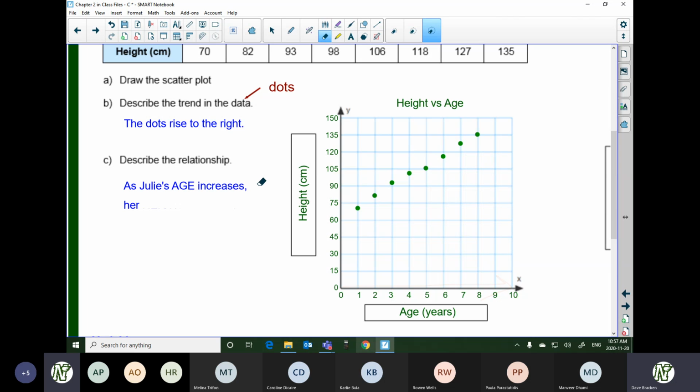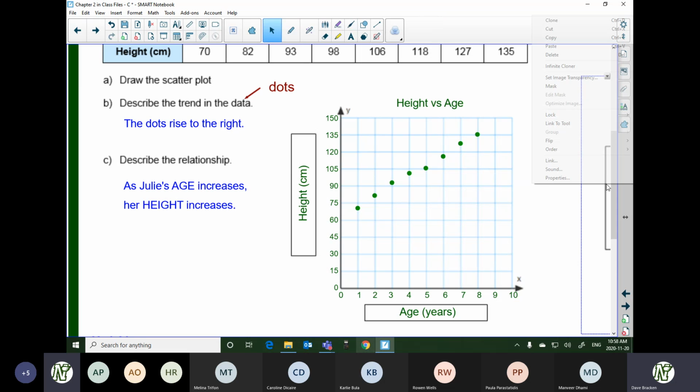Or sorry, as her age increases, my fault. The bottom variable is age. As her age increases, we ask ourselves, what's happening to the other variables? In this case, as her age increases, her height also increases. It's going up to the right. Does this make sense that the older she gets, the taller she gets? Yes, as you grow, you get taller and taller, okay? Is everybody good with that part? No problems there?